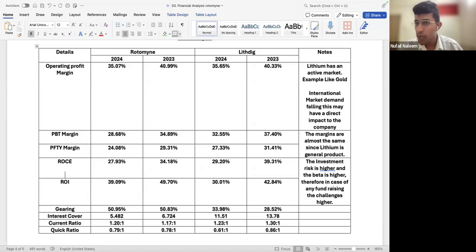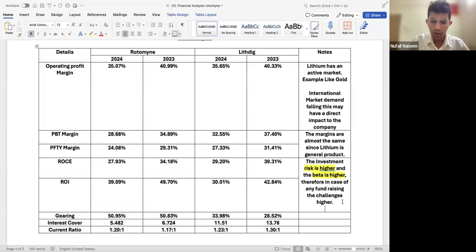Because if you have more return, there will be more demand for investment. But the returns are lower, and the risk is also high. Understand it very well. The risk, the beta is higher. You get that point, no, students? And students, the investment risk is higher. But if you observe in this case, investment returns are lower. Understand the investor's point of view.